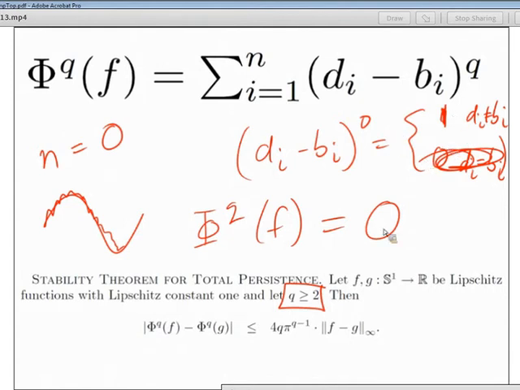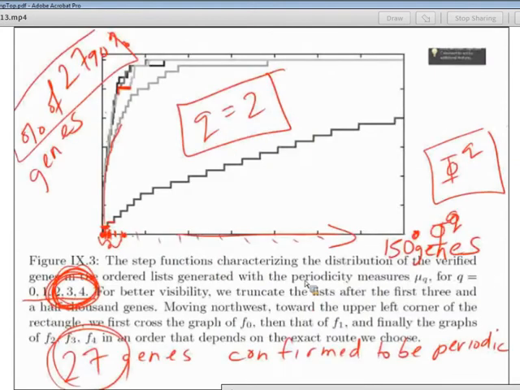Q equals 1 is also not stable. You can find functions that are close to each other, but where this is not small. So we really need to look at q greater than or equal to 2. With q greater than or equal to 2, 3, or 4, there isn't that much difference in terms of finding things. So they focused mostly on q equals 2, but they could have just as easily done q equals 3 or 4. Questions up through here.